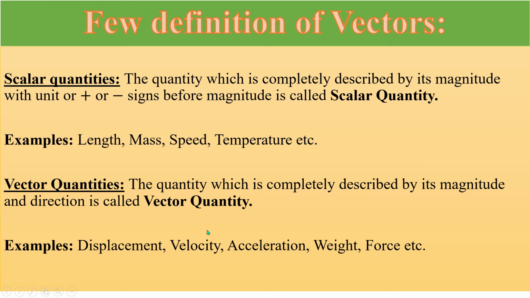Vector quantities. The quantity which is completely described by its magnitude and direction is called a vector quantity. For example, displacement, velocity, acceleration, weight, force, etc.